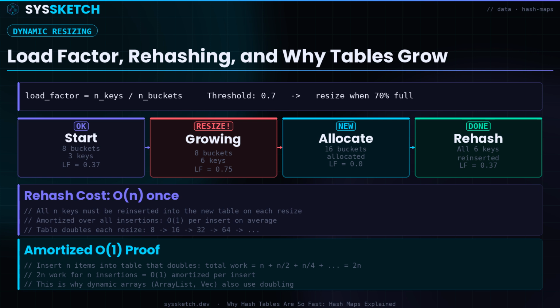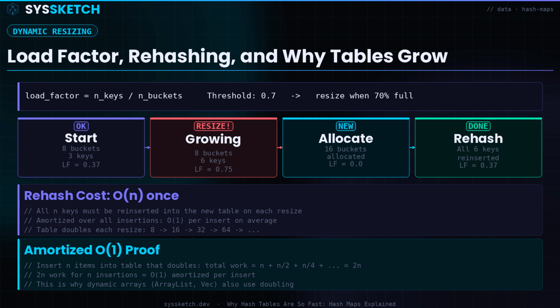This same doubling trick is why dynamic arrays like Python lists and Java array lists also achieve amortized constant time append. Let us be precise about the complexity guarantees. Average case get, set, and delete are all O(1). Worst case is O(n). When does the worst case hit? When a bad hash function sends every key to the same slot, the table degrades to a linked list and every lookup scans the whole structure.